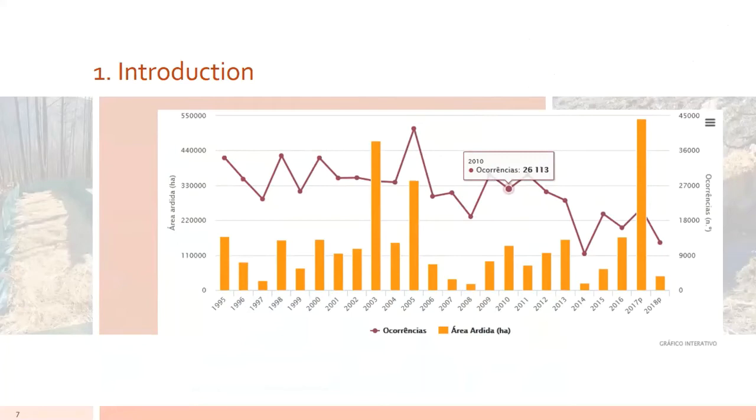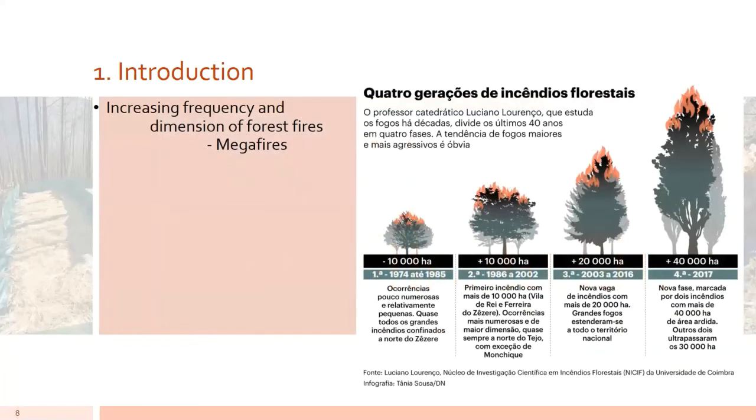In Portugal, we have assisted since the late 70s an increment in forest fire occurrences and burned areas, and we have even assisted an increase in frequency and dimension of forest fires. The great forest fires started to achieve areas of 10,000 hectares, and nowadays we can observe forest fires that burned almost 40,000 hectares.